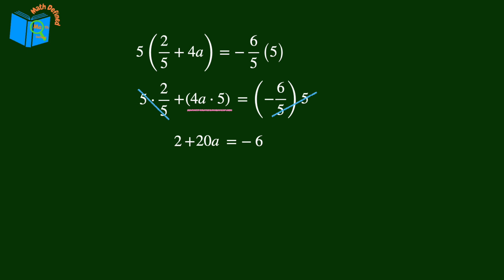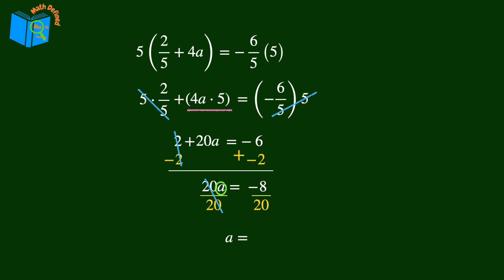Much easier, right? Next, we combine the like terms by subtracting 2 on both sides. On the left, the 2's cancel out, leaving 20a. And on the right, negative 6 plus negative 2 is negative 8. To solve for the variable a, we divide both sides by 20. On the left side, the 20's cancel out, leaving a.